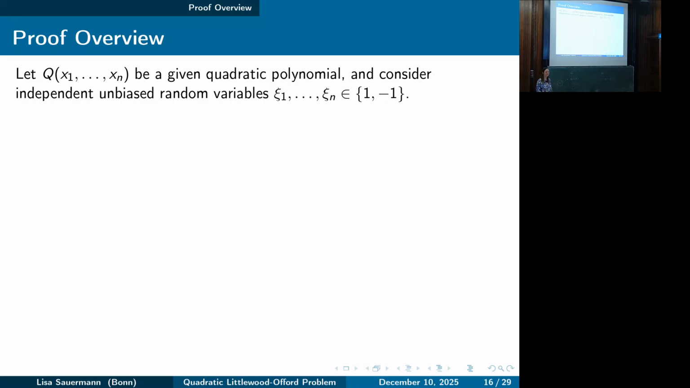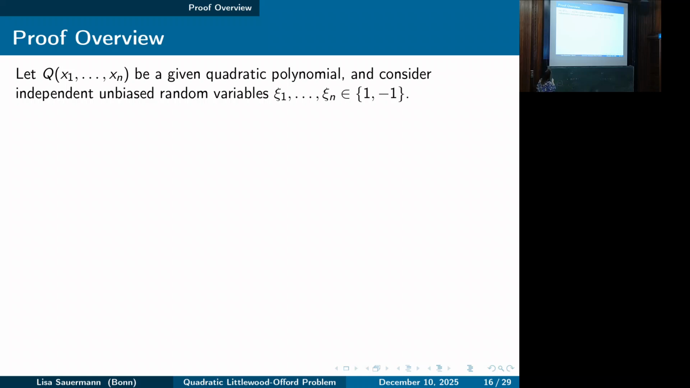Okay, so for most of the rest of this talk, I want to give you an overview of the proof of this result. The paper is rather long, and a lot of the technical details are quite complicated, and I will sweep all of them under the rug today. I just want to explain the idea and the general strategy of the proof to you.